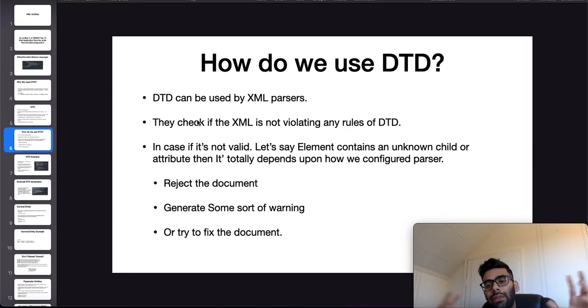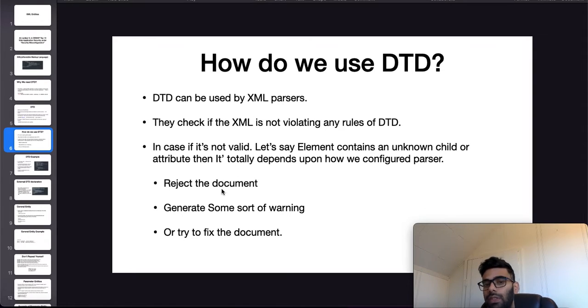Because once we have the data, let's say there is a Java application, then we need to convert that XML into some kind of Java object. But before that, maybe we validate our XML whether it's valid or not. To convert the XML into an object, we need some kind of parser. So here comes the DTD. The parser will use our DTD, and first of all it will check whether our XML is violating any rules.